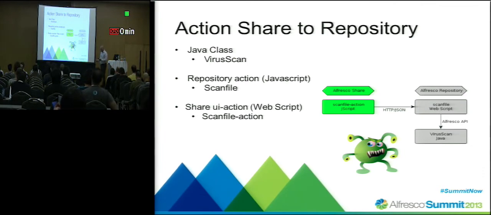Well, in this picture we can see the two layers. One layer is in Share and in the repository, with HTTP JSON communication established from the scan file action in JavaScript to the scan file web script. Finally, it calls the virus scan Java class. It's the action.